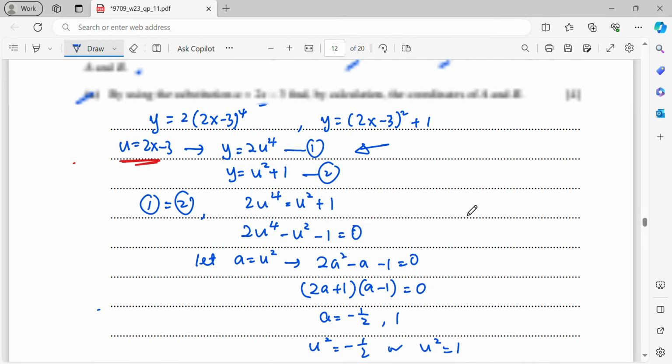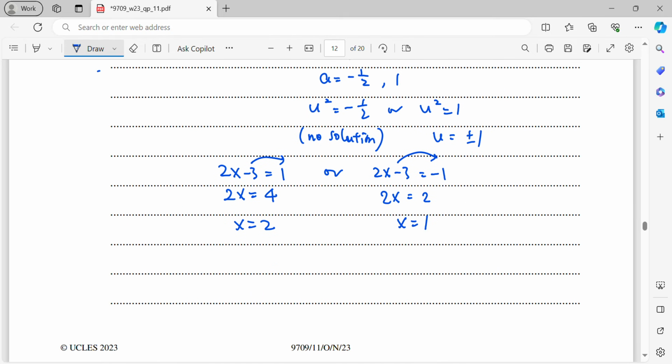Okay, so y equals 2u to the power 4. From the first, y equals 2u^4, we know that u squared is 1. So u to the power 4 means the square of u squared. So I will get 2 times 1 squared, which is 2. Then the other one will be the same. So now I know that for both, y will be the same.